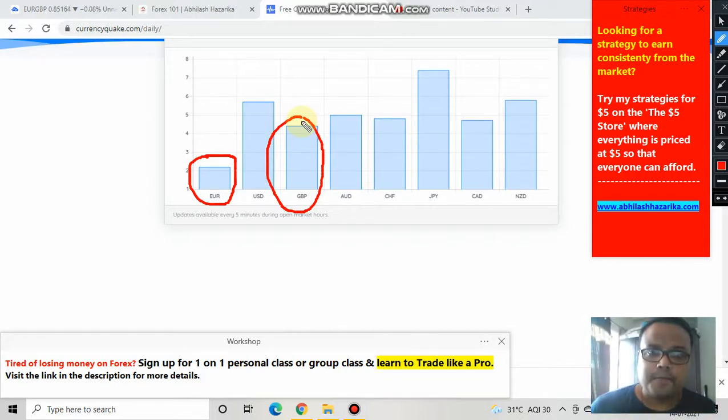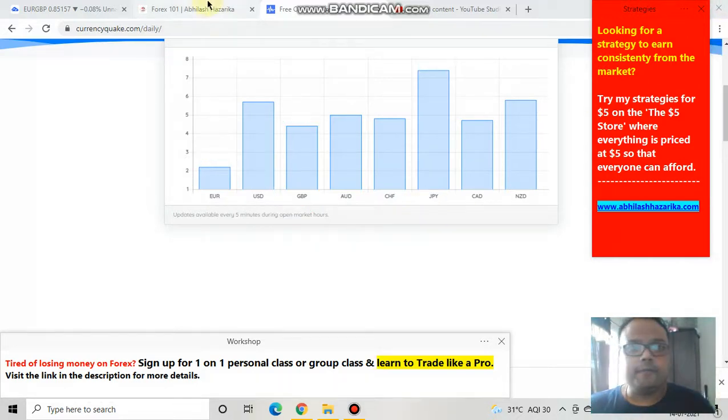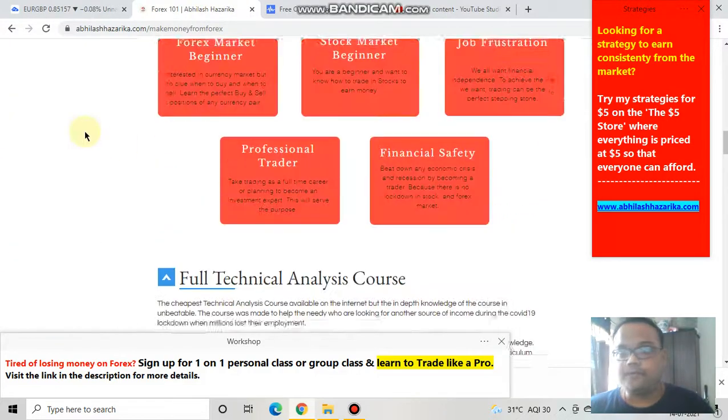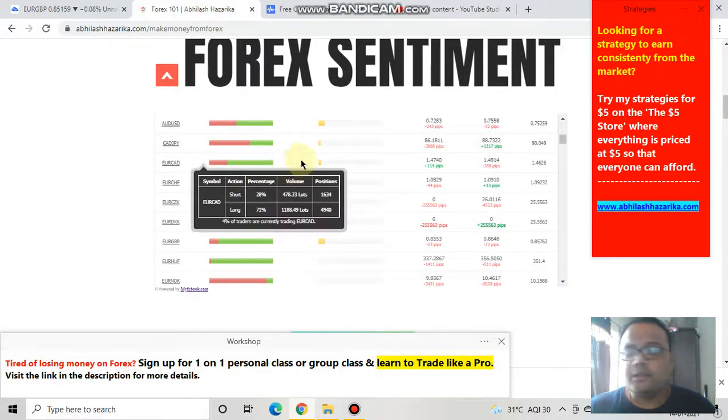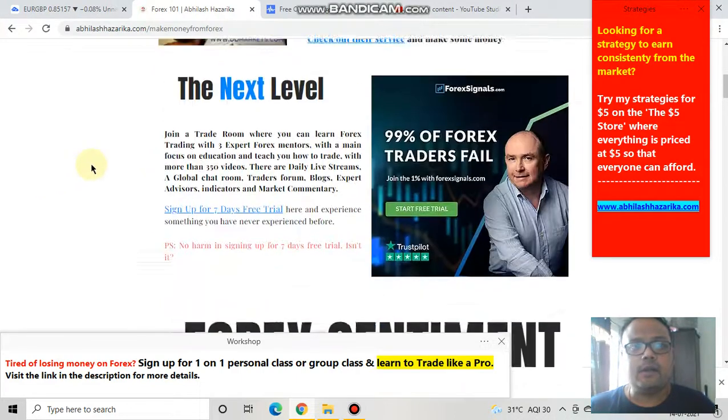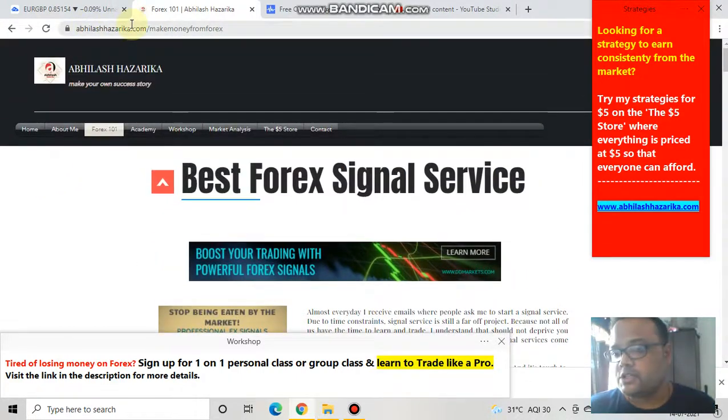As a result, though euro is standing at the support, it may not have the required strength to take the price upward. If you go for a buy at the support level, then you may not see good movement in the market. On the other hand, if we go to the forex sentiment meter, you'll find this forex sentiment meter on my website avilashajarika.com under the forex 101 section.